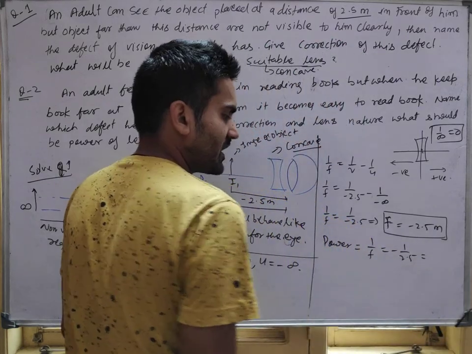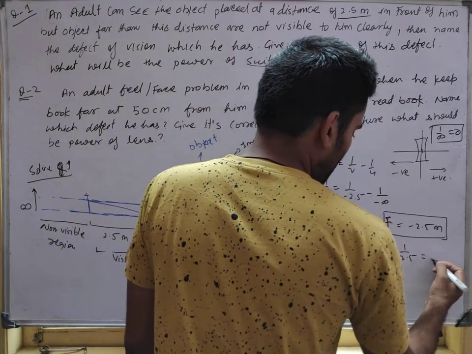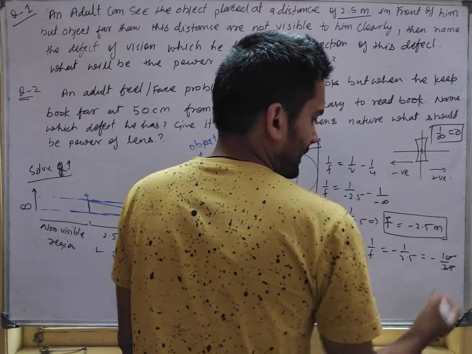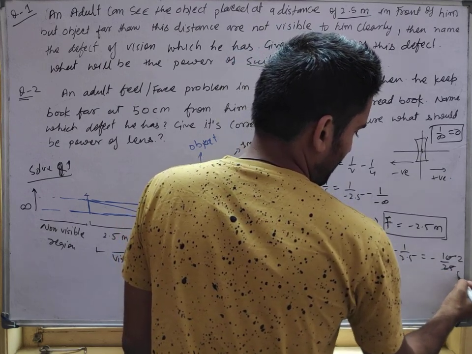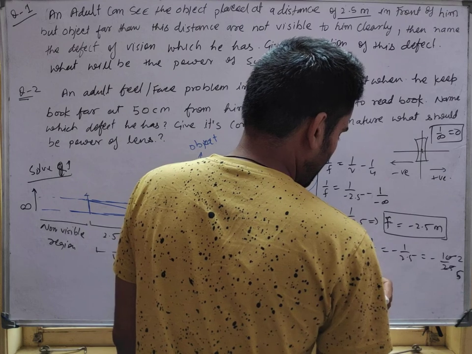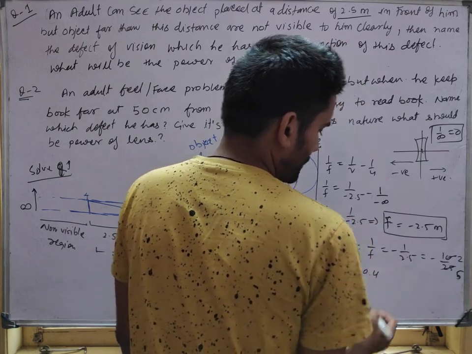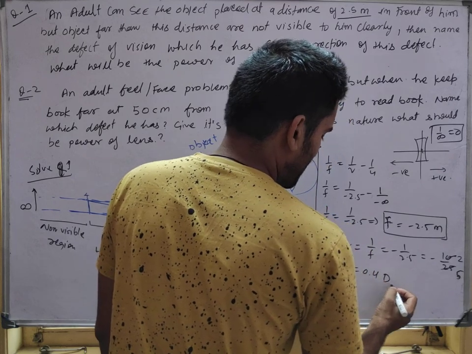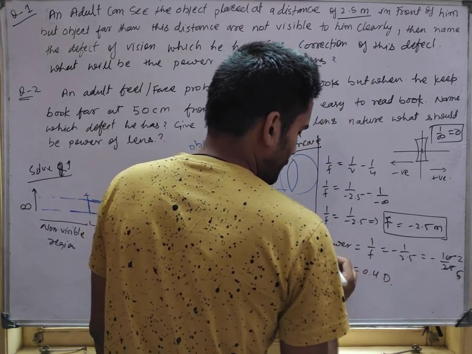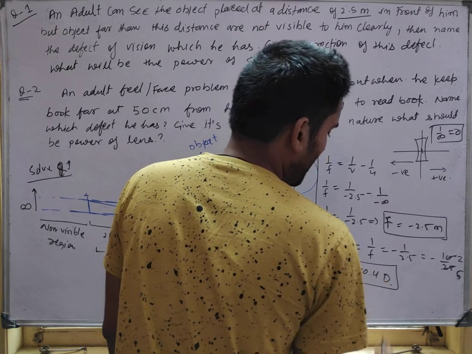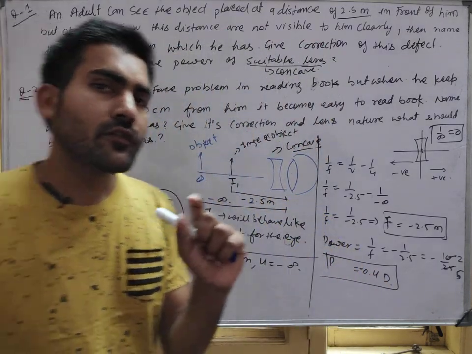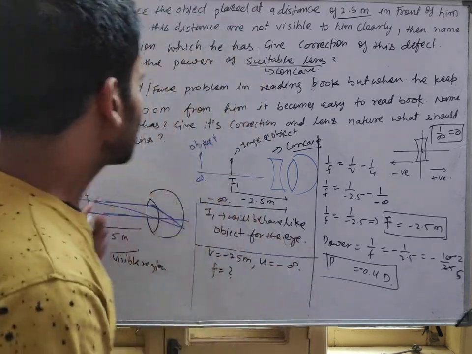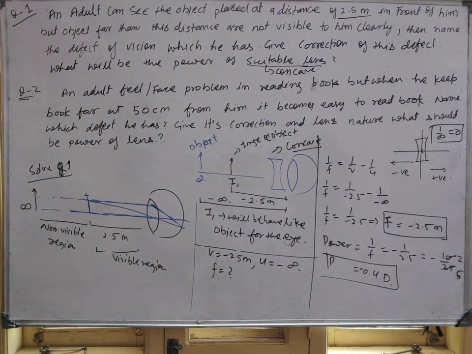So it will be how much, guys? It will be minus 10 by 25, so it is 2 by 5. So it is minus 0.4, right? 0.4 diopter. So power is minus 0.4 diopter. Remember, guys, the power of a concave lens is always negative. Okay, I hope you understood this question. So let's solve the next question.